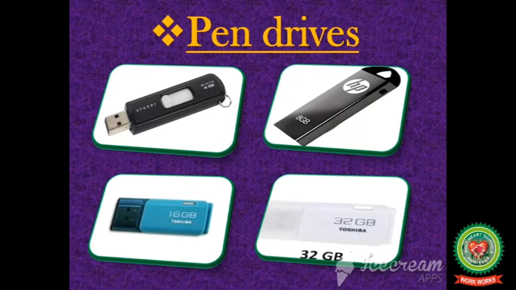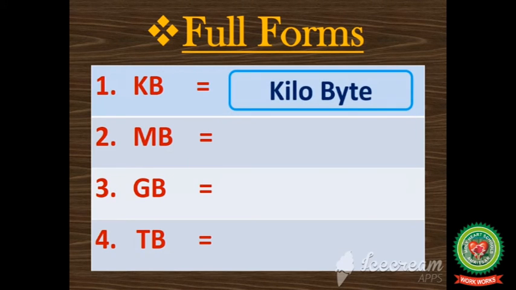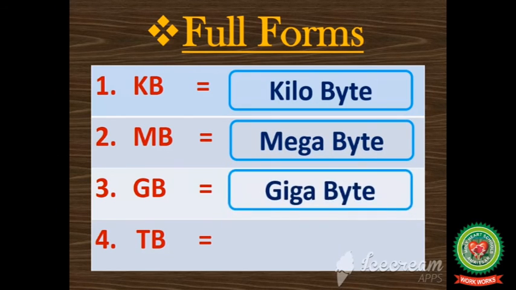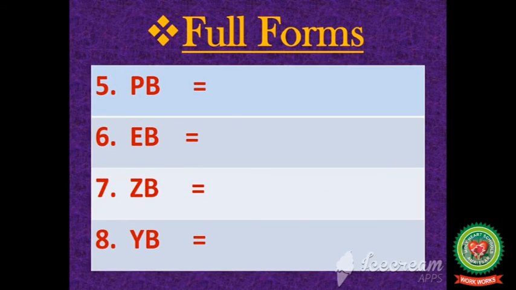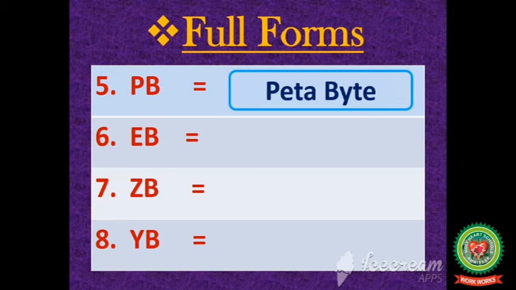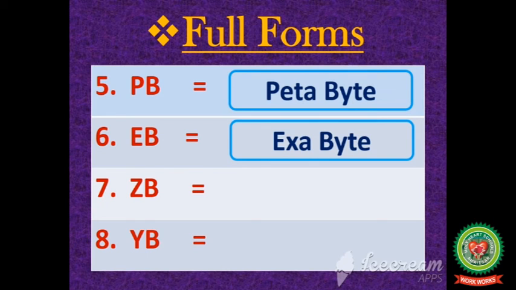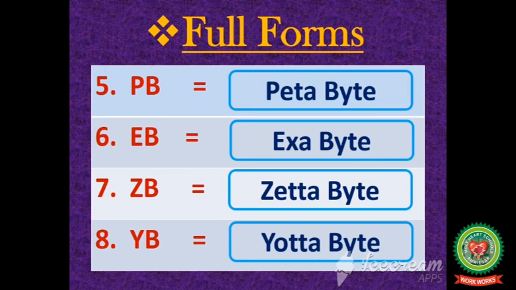And now we will do the full forms, and the first one is KB, kilobyte, second is MB, megabyte, third is GB, gigabyte, fourth is TB, terabyte, fifth is PB, petabyte, sixth is EB, exabyte, seventh is ZB, zettabyte, eighth is YB, yottabyte.